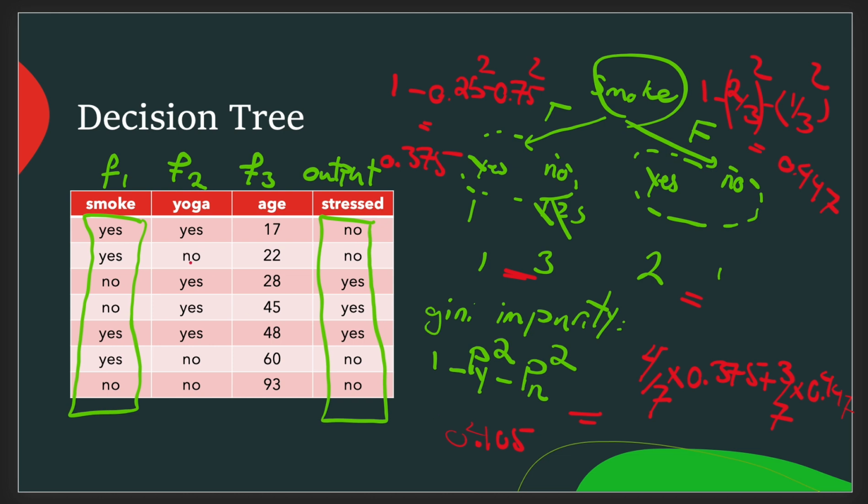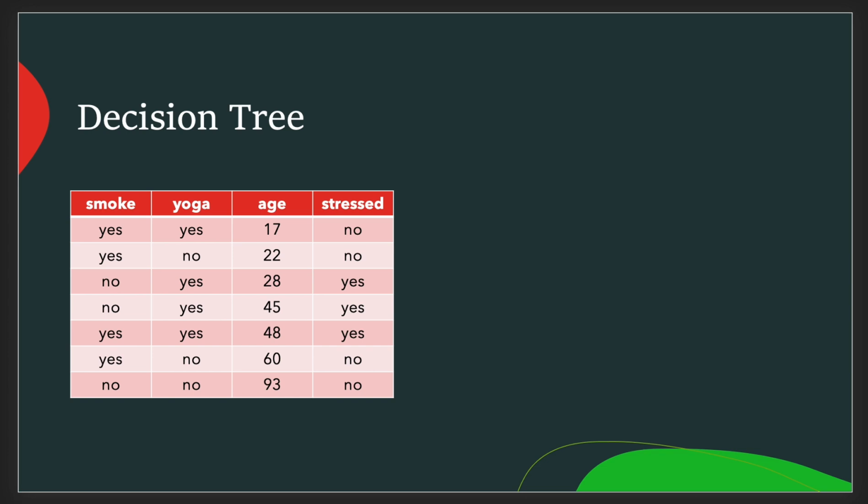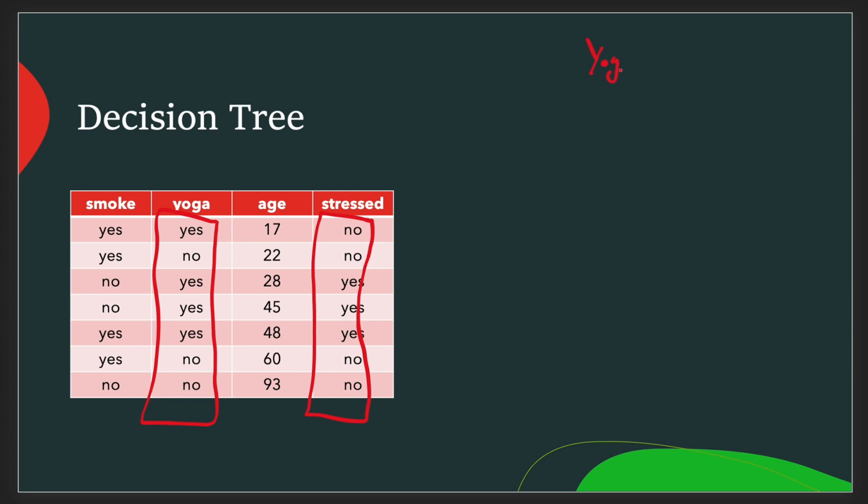Now we can do the same thing for the next one, right? Let's do some calculation for the next one as well. Now we are comparing the result for this feature with respect to the output, right? So we want to go here and say, if they do yoga, then yes or true. So this is true, and then this is false.